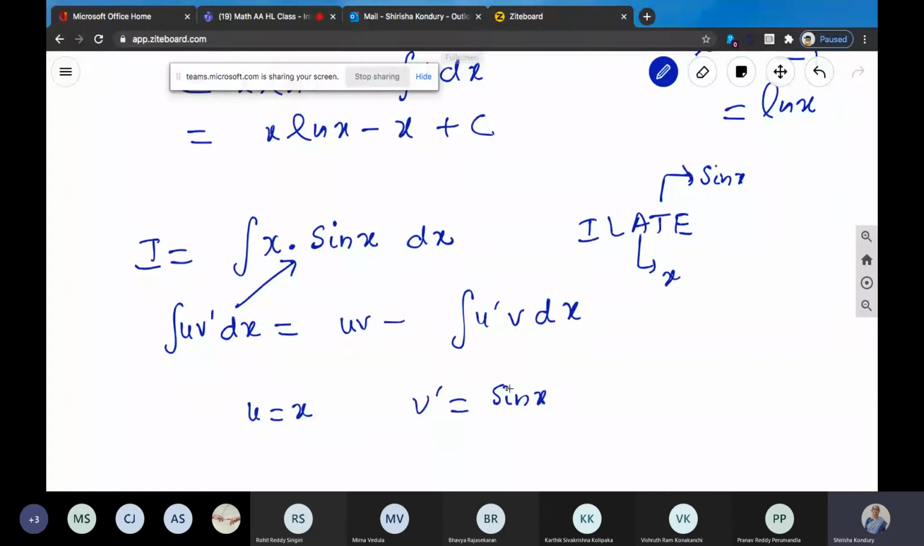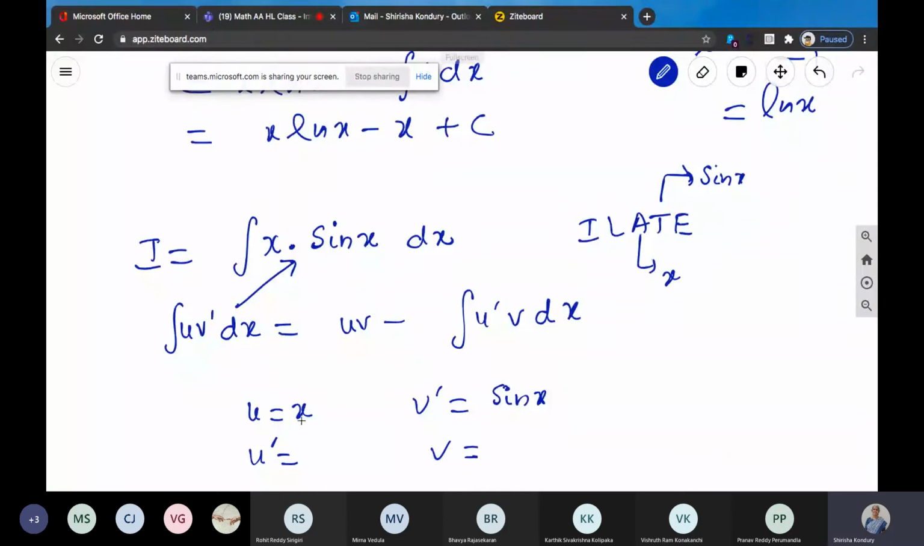sin X. Now we know in our formula we need V as well as U dash. Smriti, can you help us? Can you tell us what is U dash and what is V? U dash means derivative of U and V is integral of V dash. Smriti? What happened? Smriti is also not there.